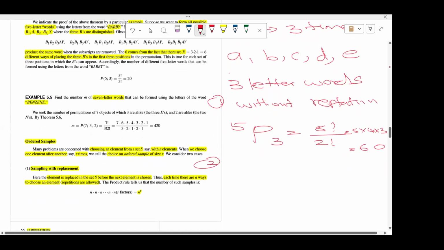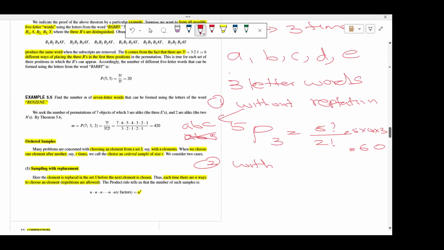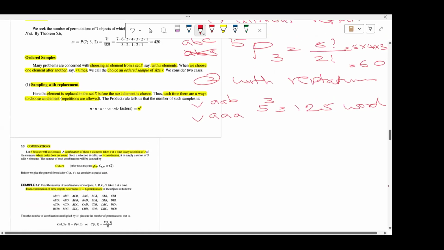So how many words can we make with repetitions? Without repetition means we can create a word A, B, C, but we cannot create a word A, B, A. This is called without repetition. With repetition means we can create a word AAB, right? This is also possible, AAA. These are possible words in repetition. So how many words can we create? 5 to the power 3, which is 125 words we can generate, right?